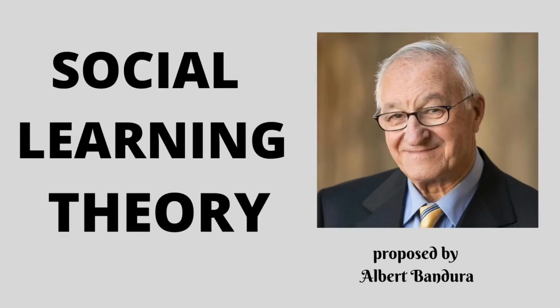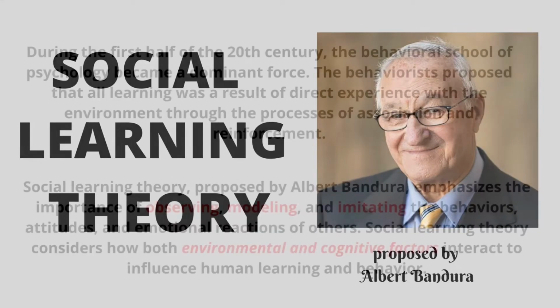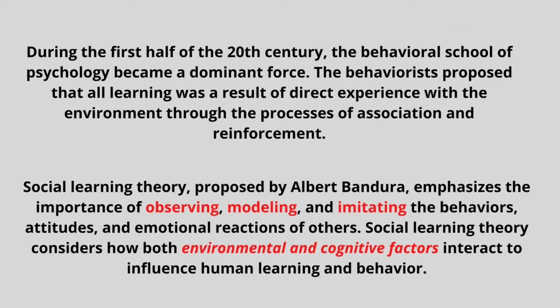Social learning theory. During the first half of the 20th century, the behavioral school of psychology became a dominant force, a topic of much discussion. The behaviorists proposed that all learning, whatever humans learn, was a result of direct experience with the environment in which they live, through the process of association and reinforcement.